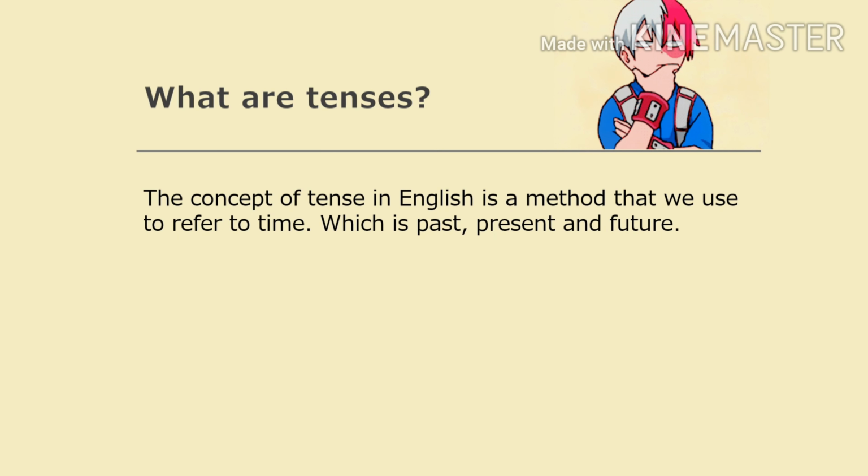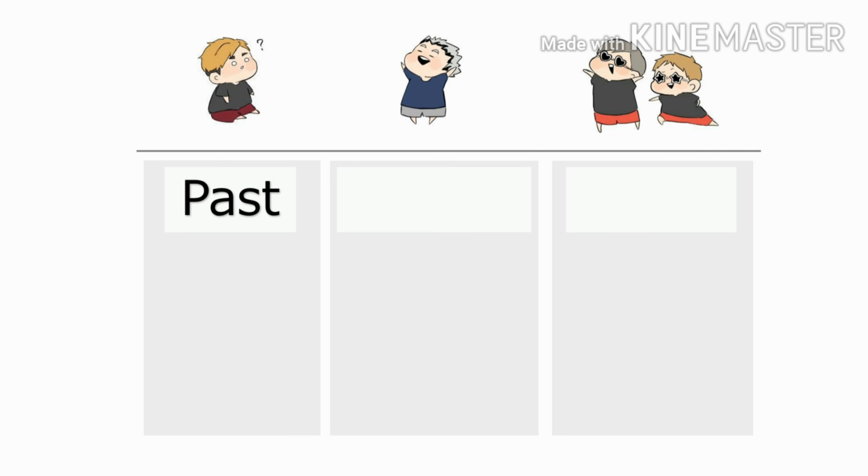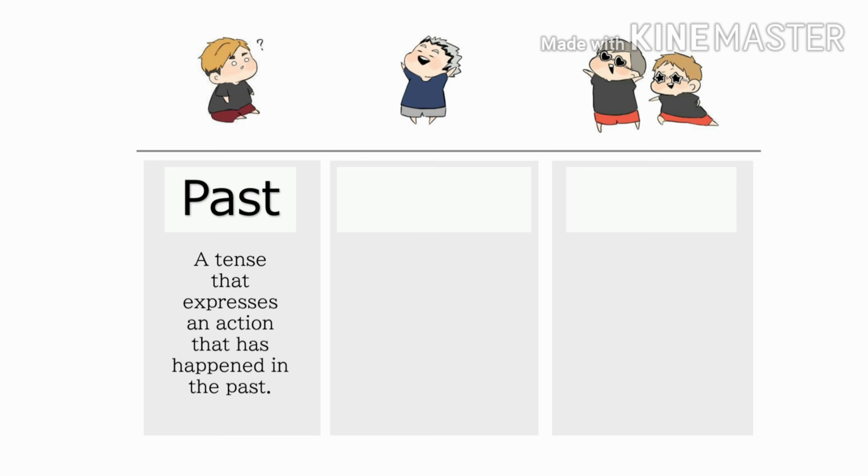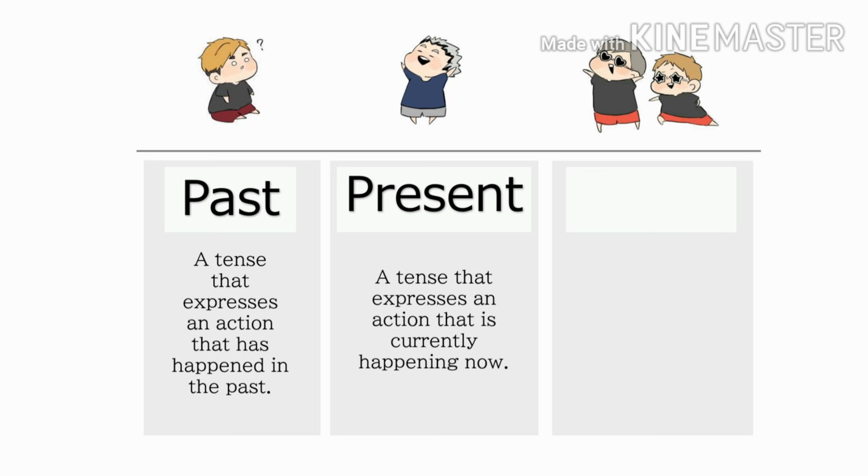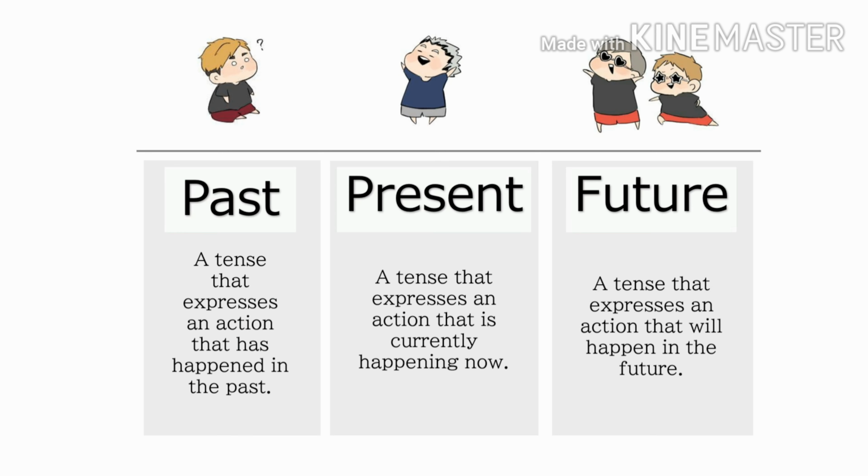Well, the concept of tense in English is a method that we use to refer to time, which is past, present, and future. Past tense expresses an action that has happened in the past. Present tense expresses an action that is currently happening now. And future tense expresses an action that will happen in the future.